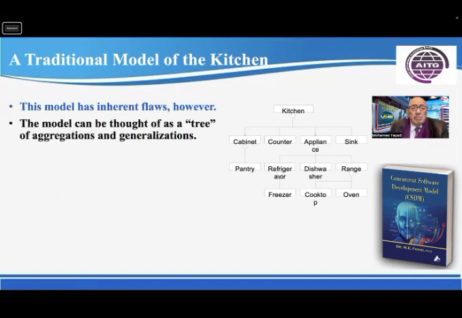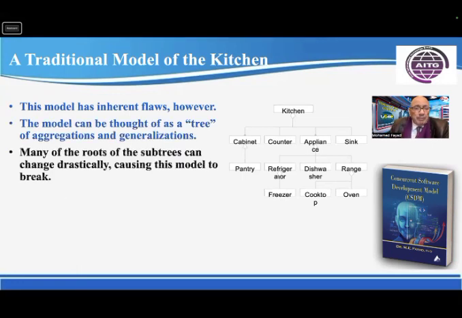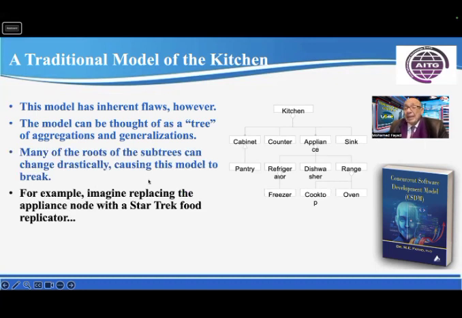This is the same thing with those software. This is a cycle which is strange. So the model can be thought of as a tree of aggregations and generalizations. Many of the roots of the subtree can change drastically, causing this model to break. This is the actual indication: if something failed, it means the same. This is a traditional one, you know.